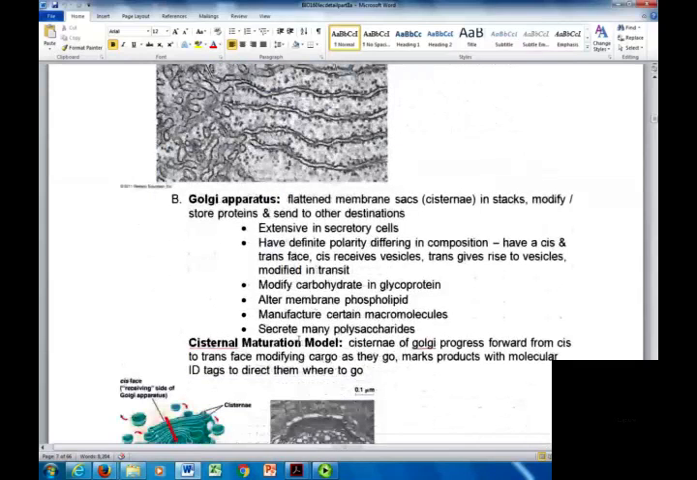So the Golgi apparatus is a series of flattened membrane sacs or cisternae in stacks. Its job is to modify and store proteins and then send them off to other destinations. It's extensive in secretory cells, and you've got a definite polarity. There's an in and an out, or an entrance and an exit with this. It's got the cis and trans phase. The cis phase is your entrance. It's going to receive the vesicles. The trans phase is going to give rise to vesicles that have been modified in transit.